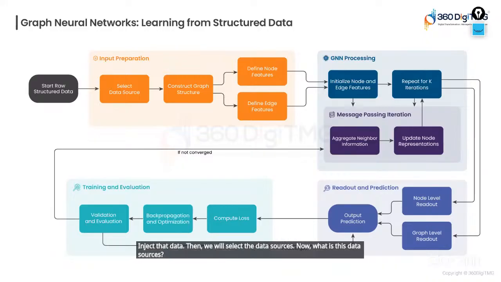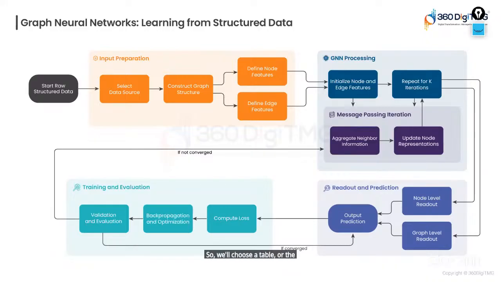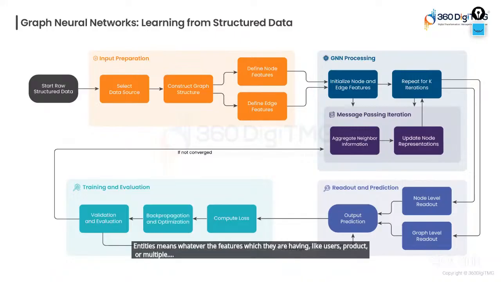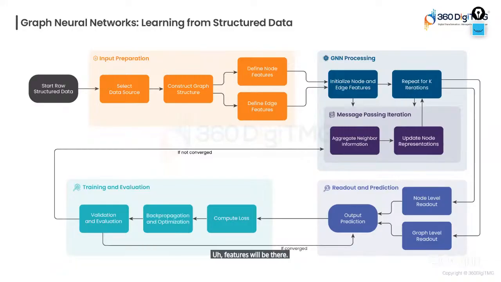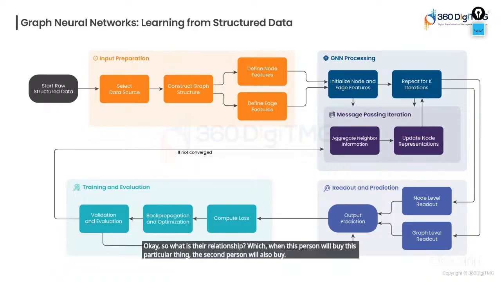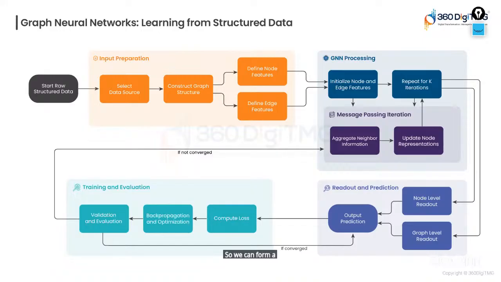We'll choose the table or the dataset that contains entities. Entities means whatever features they have, like users, products, or multiple other features. And then the relationships between these entities, like if there are users, which user purchased which product. What is their relationship? When this person buys this particular thing, the second person will also buy. So we can form a relationship between them.